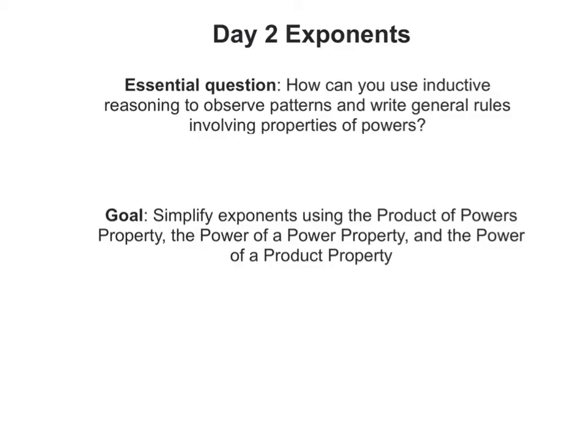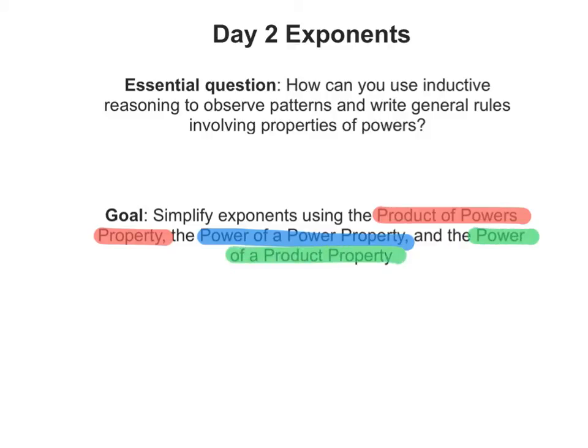So our first property is the product of powers property. The second one is going to be the power of a power property. And the third one is going to be the power of a product property. And we will get into those in more specifics later, but that is their general name.